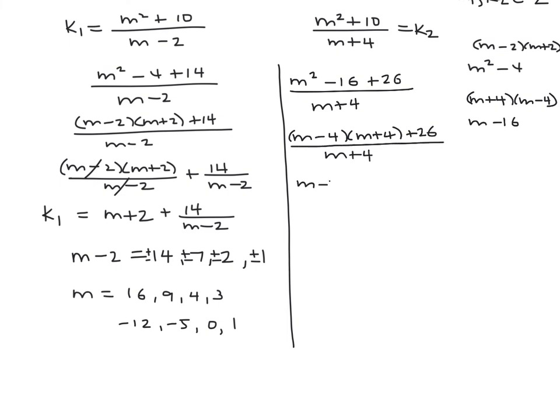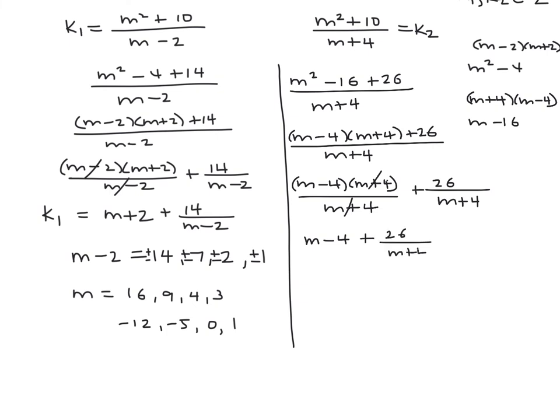In a very similar way, break it up. M minus 4, m plus 4 over m plus 4. And then this is 26 over m plus 4. So then this cancels with that. We have m minus 4 plus 26 over m plus 4. And that is equal to my integer. As before, this is always going to be an integer since m is an integer. But we have to make sure that this is an integer in order for k to be an integer.